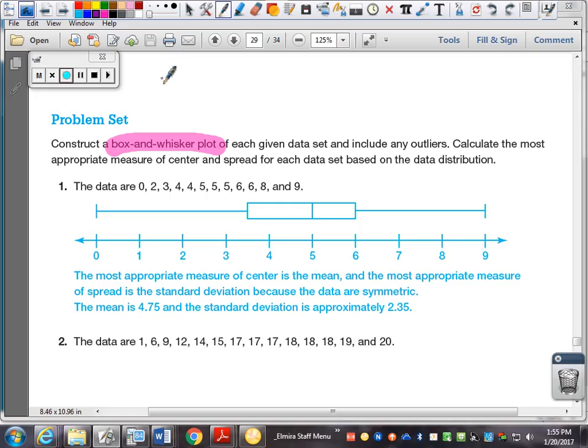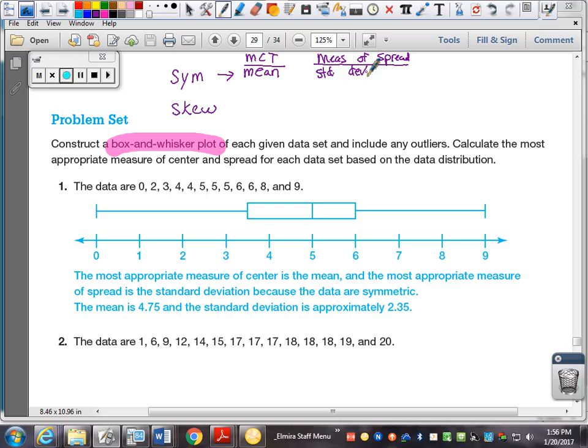If you're going to look at the data, is it symmetric or is it skew? If it is symmetric, that means the mean is the best measure of central tendency, and your best measure of spread, oops, I didn't mean to write the word is. Your best measure of spread is standard deviation. And that's all you're going to calculate.